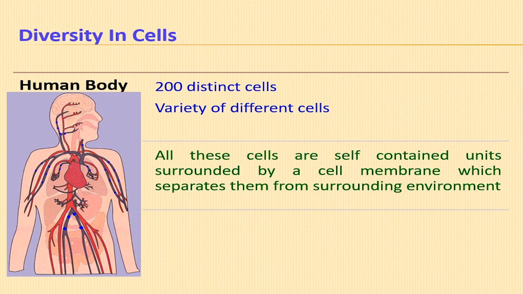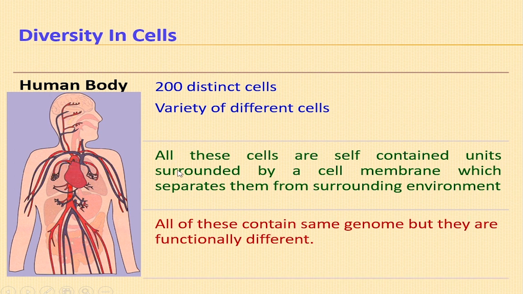All these cells are self-contained units surrounded by a cell membrane which separates them from the surrounding environment. This is very important: cells should be a separate block of environment, having their own specific activity. All these distinct types of cells are separated from each other by the cell membrane, and they perform different functions.